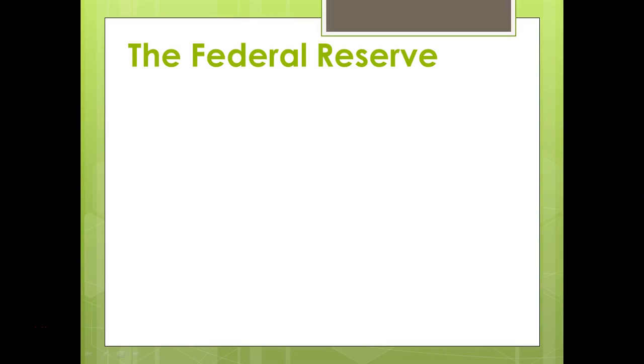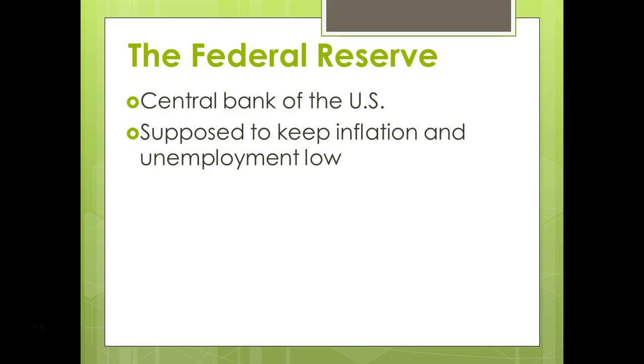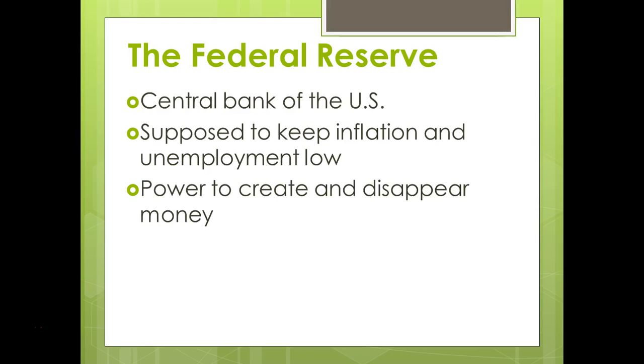So remember that the Federal Reserve is the central bank of the United States, and its job is that it's supposed to keep inflation and unemployment low. It's supposed to keep the money supply pretty steady so that people can borrow and people can spend and the economy can keep working. And so they have the power to create and disappear money through those three tools that we talked about the Fed using.